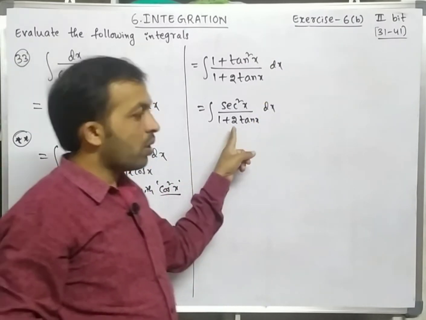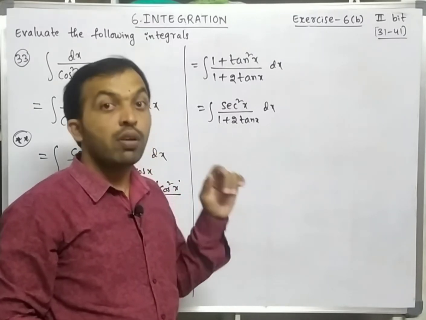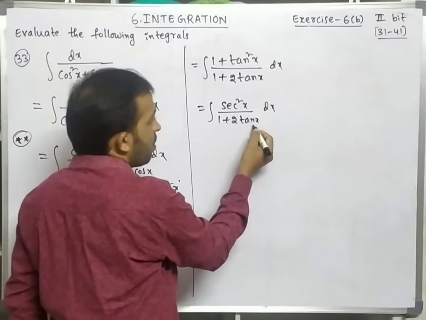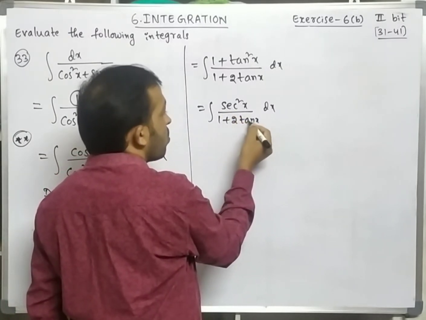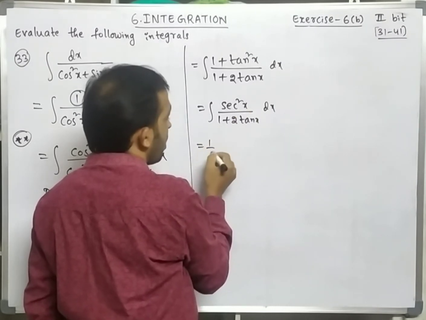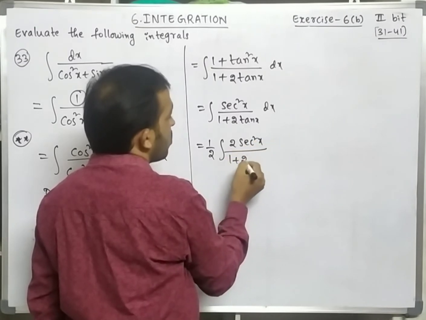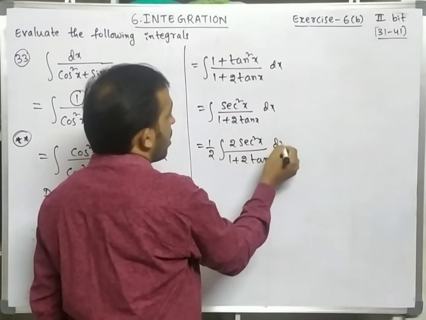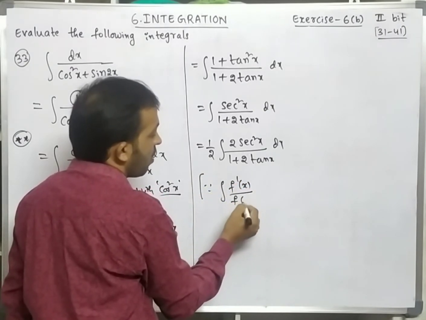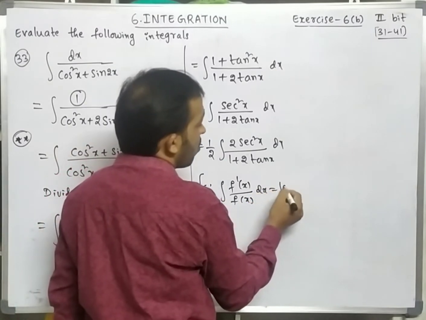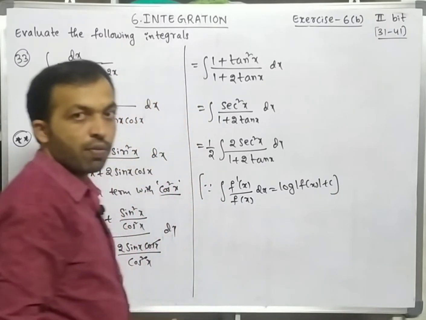Okay, so now let 1 plus 2 tan x is equal to t. By using substitution you can solve in another way. So this is the denominator; the derivative of the denominator is 1 derivative 0, 2 into tan x derivative secant square x. We don't have the 2, so that's why I am multiplying and dividing with 2. Then here we observe one formula: f dash x by f of x dx is equal to log modulus of f of x plus c.